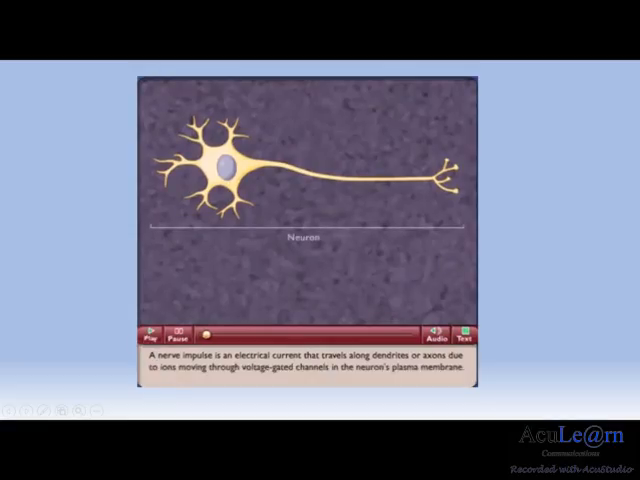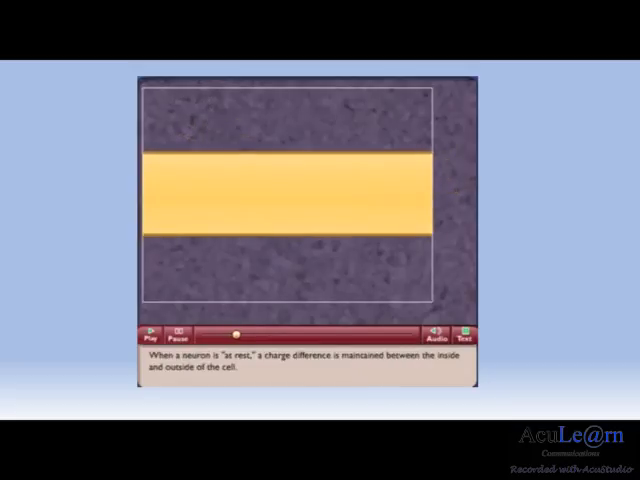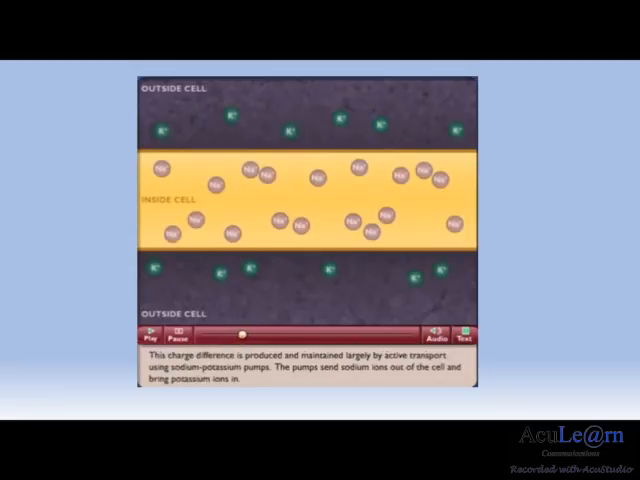A nerve impulse is an electrical current that travels along dendrites or axons due to ions moving through voltage-gated channels in the neuron's plasma membrane. Voltage-gated channels open and close in response to an electrical voltage, so they are affected by changes in electrical charge around them. When a neuron is at rest, a charge difference is maintained between the inside and outside of the cell. This charge difference is produced and maintained largely by active transport using sodium-potassium pumps.